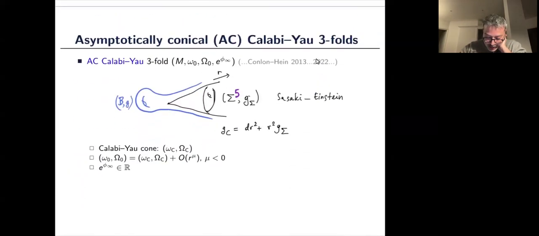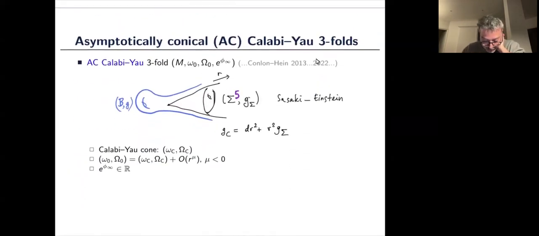Okay, I had forgotten that I had this. So my asymptotically conical Calabi-Yau structure outside of a compact set looks like the conical Calabi-Yau structure plus terms that decay together with all derivatives at some polynomial decay rate.